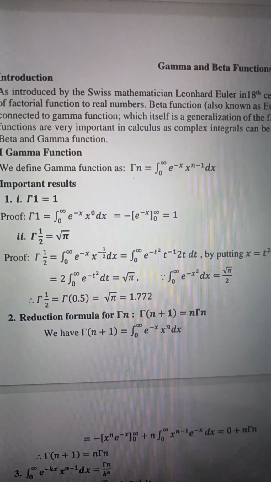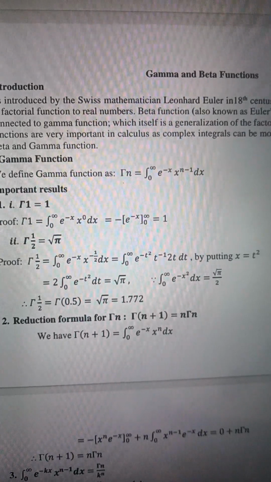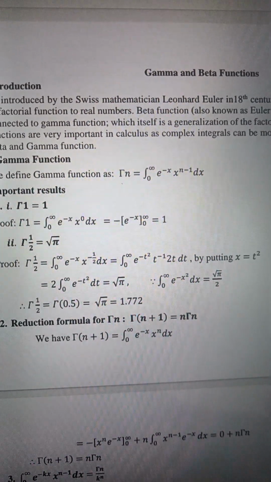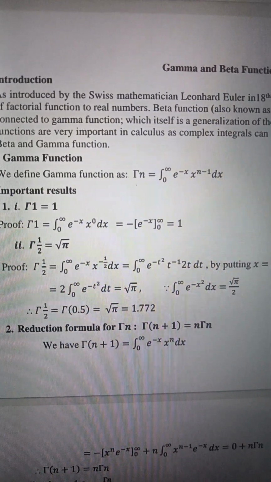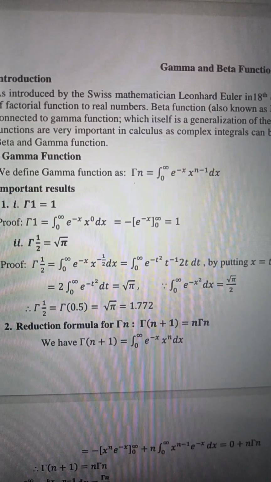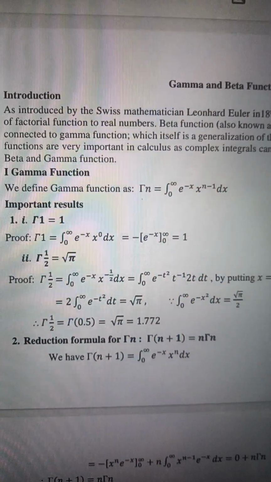Let us start. So our first topic is gamma function. In this video I will explain to you about gamma function, and in my next video I will explain about beta function. We will discuss some topics, some results and some examples of gamma function today. So let us start. Gamma functions.